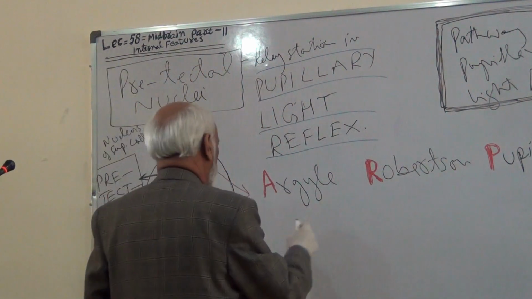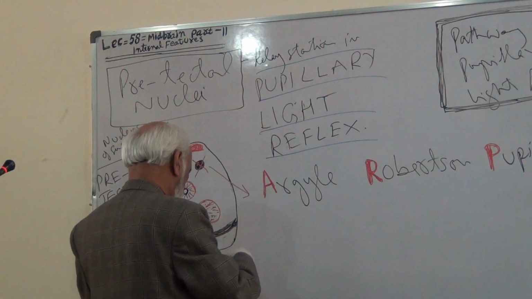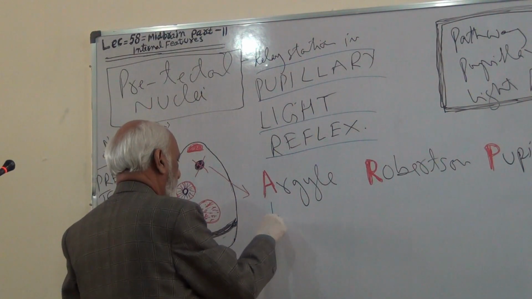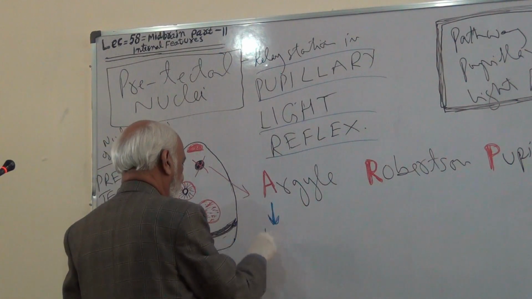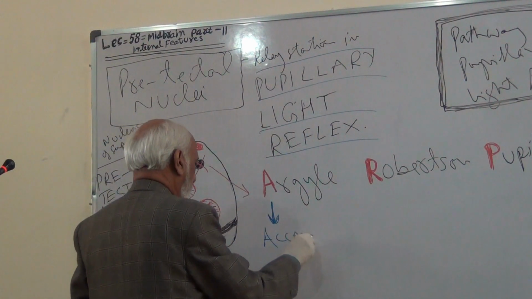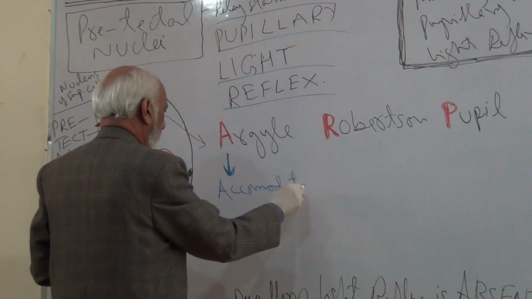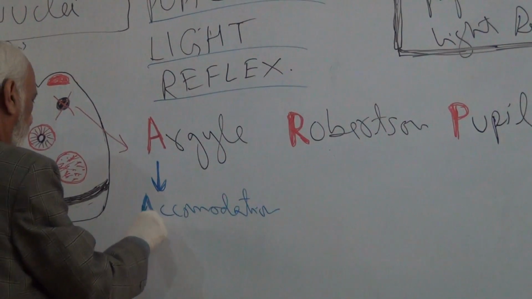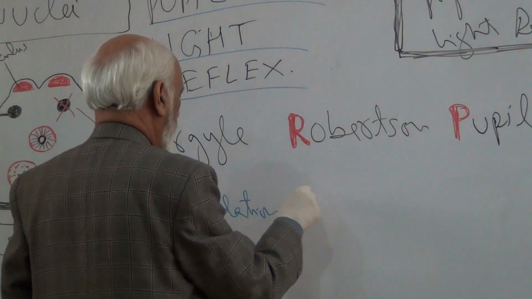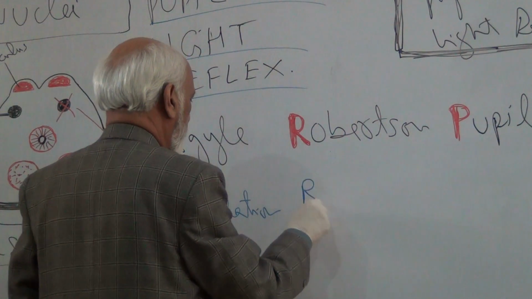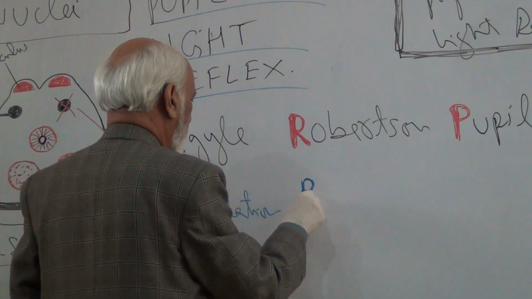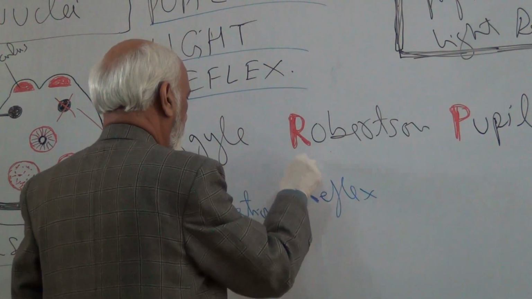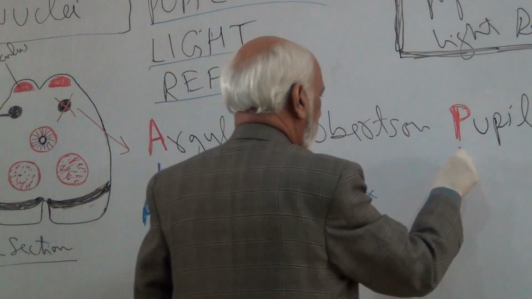So for this you should remember this mnemonic: Argyll. A for accommodation, R for reflex, accommodation reflex. And P for present.